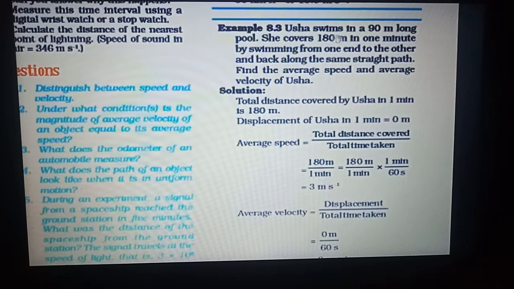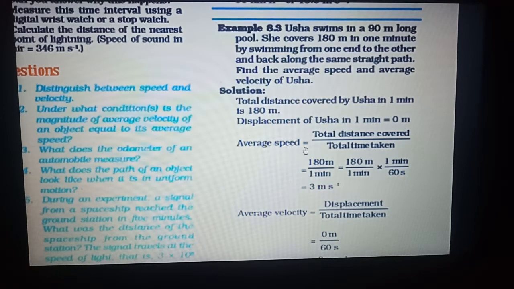The total is 180 meter in 1 minute. Find the average speed and average velocity of Usha. Now total distance covered by Usha in 1 minute is equal to 180 meter, which is given to you. Displacement of Usha in 1 minute is 0 meter. Why 0? Because from where she had begun at point A, that is its ending point, means when she moved towards A to B and again B to A, the displacement is 0.